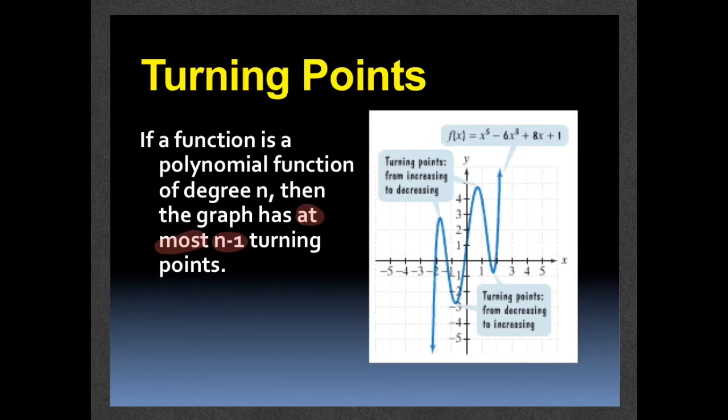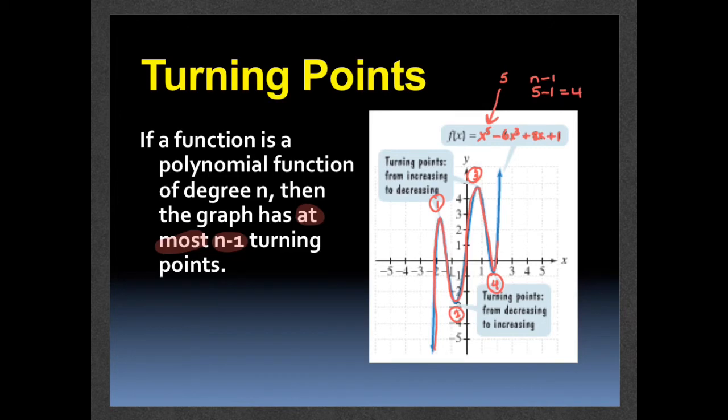So in the example that's here, it's hard to read, but it says x to the 5th minus 6x to the 3rd plus 8x plus 1. So the highest exponent or degree is 5, which means the most turns this function can have is n minus 1, or 5 minus 1, which is 4. If you look at this graph, you're seeing it go from increasing to decreasing. That's 1 turning point. From decreasing to increasing, that's your second turning point. Increasing to decreasing again, that's the third, and decreasing to increasing again, that's the fourth turning point.